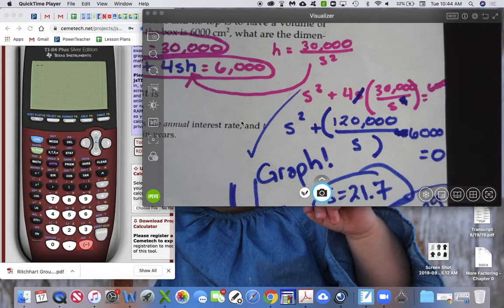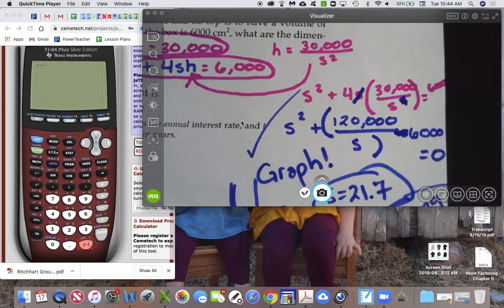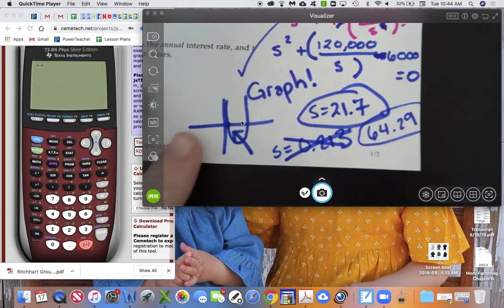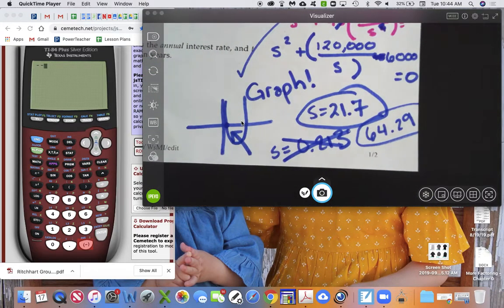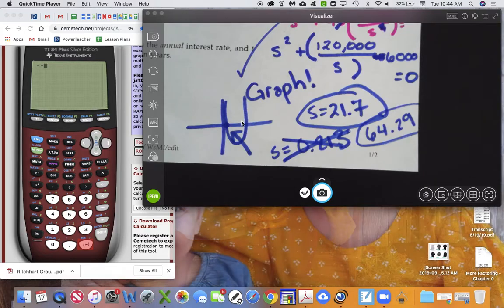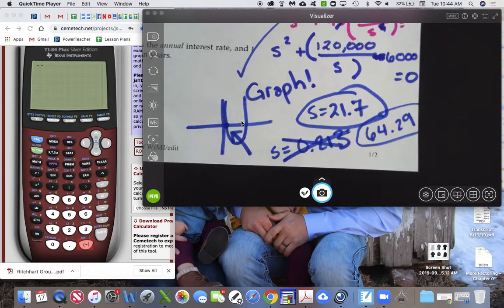So I type that big long thing into my calculator and I have it graph it for me. Okay? And what we found when you graph it, as long as you graphed it correctly, we had to zoom very carefully on different places, and we got 2 solutions, 21.7 and 64.29. Those were the 2 possibilities of what our base could look like.